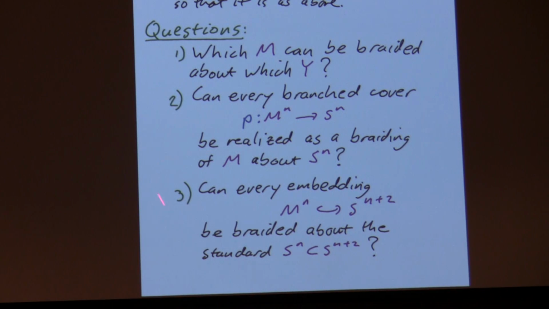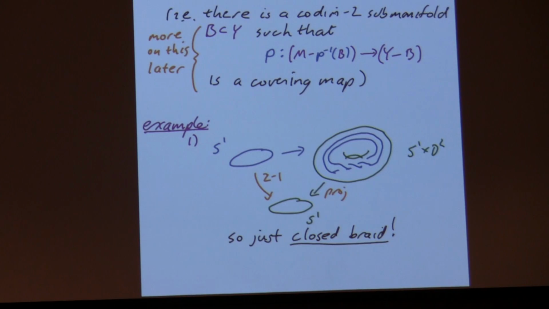And then finally, I think the most interesting question about braided embeddings is, given any embedding of a manifold into a sphere, codimension 2, can you isotope it to be braided about the standard n-sphere in S n plus 2? By the way, I'm restricting to the codimension 2 case because that's by far, for my purposes, the most interesting. But you could ask these questions. You could go back and you could say, well, maybe that doesn't have to be D2.